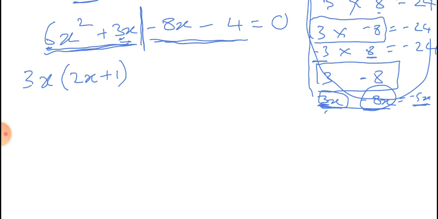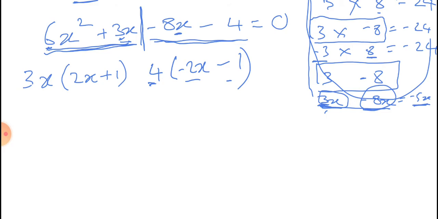Now I'll deliberately do the wrong one first. So say for example I said I'm going to take 4 out. So I'll put 4 outside the bracket. Now 4 times what makes minus 8x? It's going to be minus 2x. And then 4 times what is minus 4 is minus 1. So let's just check. Is 4 times minus 2x minus 8x? It is. Yes, it is. And 4 times minus 1 is minus 4, which is perfectly fine.